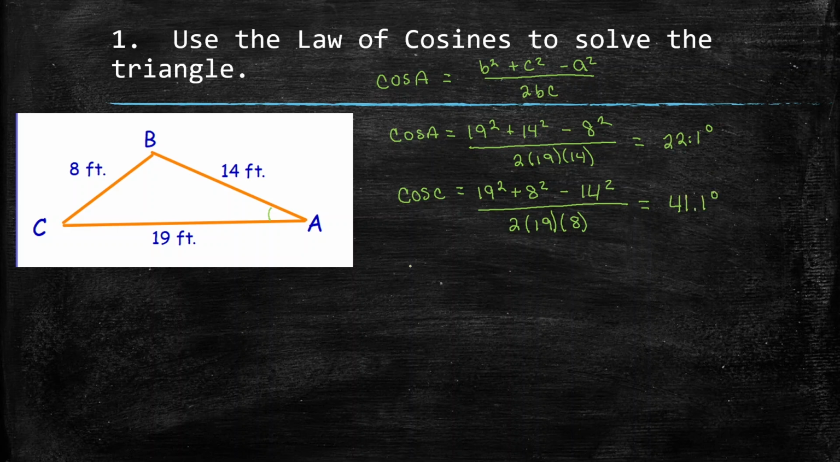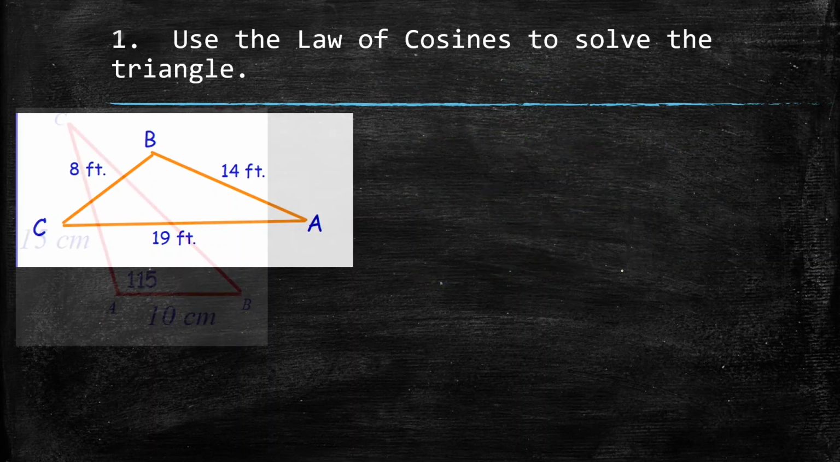All right, so then the fact that all three angles add up to 180, so 180 minus 41.1 plus 22.1 is going to give me a third angle of, let's see, that's 63.2. And so that's going to be 116.8. All right, so that's all three of the angles that go with this.